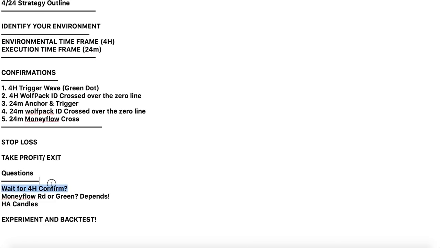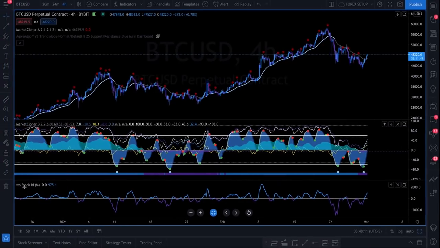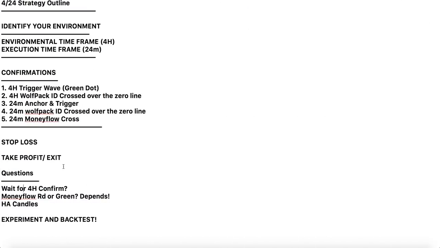Let's talk about this. People ask me all the time, do I need to wait for the 4-hour to confirm before I start looking for a 24-minute entry? Now, guys, let me just say this, okay? There's the strategy right here, these 5 confirmations. If you're following the strategy exactly as it is laid out, you should wait for the 4-hour to confirm everything before you look for an entry on the 24-minute.